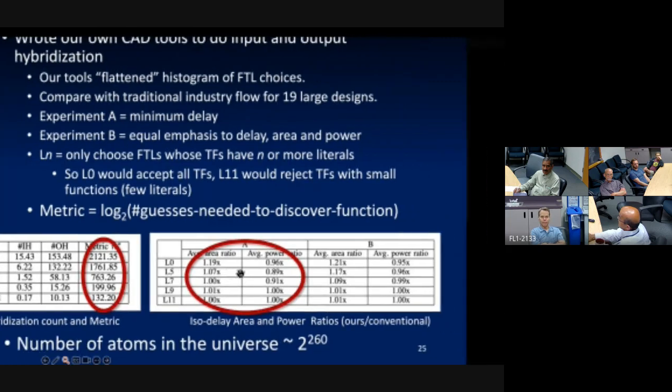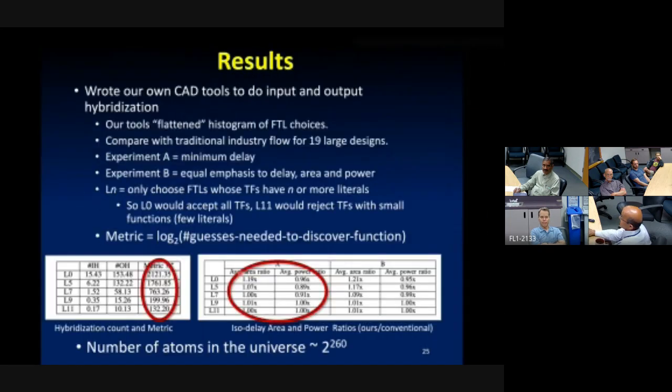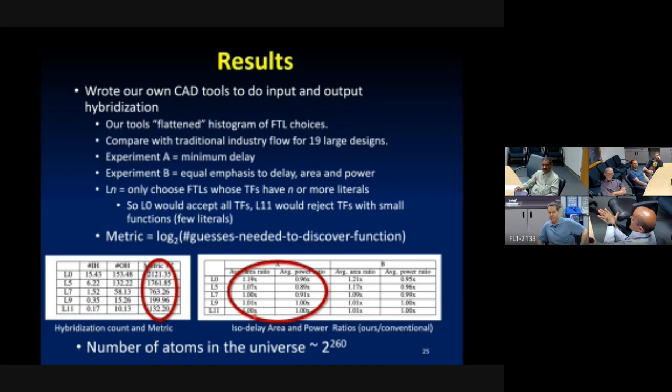And if you look at the design, if you look at the improvements, with L0 we have an area penalty, but that area penalty starts to decrease as you get to L11, because we're using fewer FTLs. Because we're using fewer FTLs, we get a smaller metric, but also a better area penalty. So in some sense, if you look at L11, there's no penalty in area, no penalty in power, no penalty in delay, but you're getting security, and that's a pity.